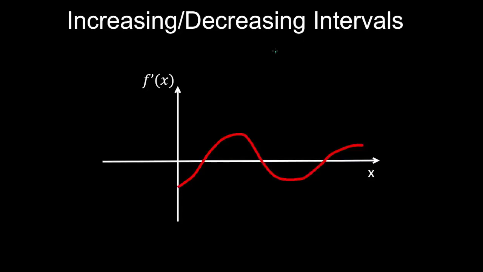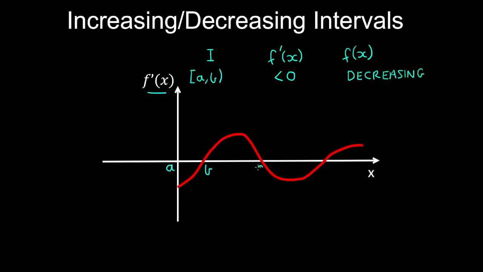The derivative can provide information on a function, including the intervals on which it's increasing or decreasing. So if we look at the interval from a to b, the derivative is less than 0, so the slope of the tangent to the curve of the function is negative, and therefore the function is decreasing over this interval.